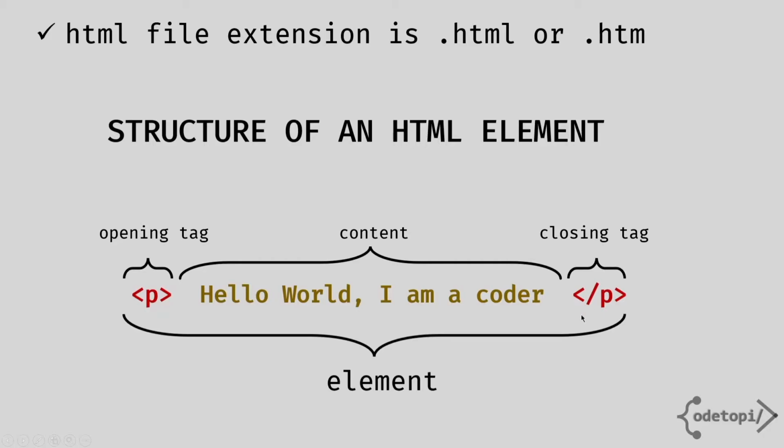So I would advise you to take note of that. So the opening tag, the content, and the closing tag are collectively called the HTML element. There are lots of elements that we are going to have a look at in subsequent videos. Okay, so all these will make sense to you when we start writing some real HTML code.